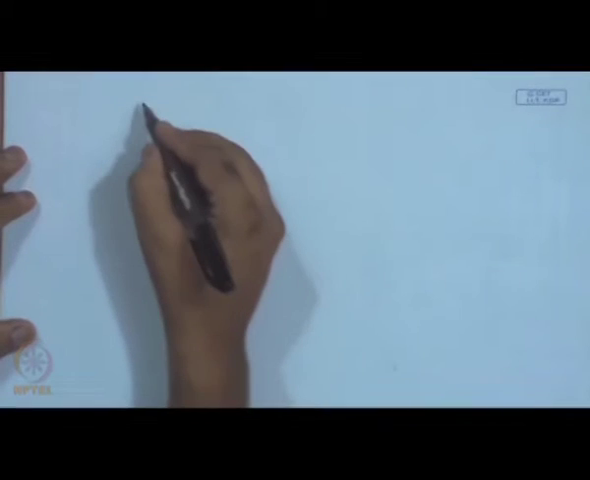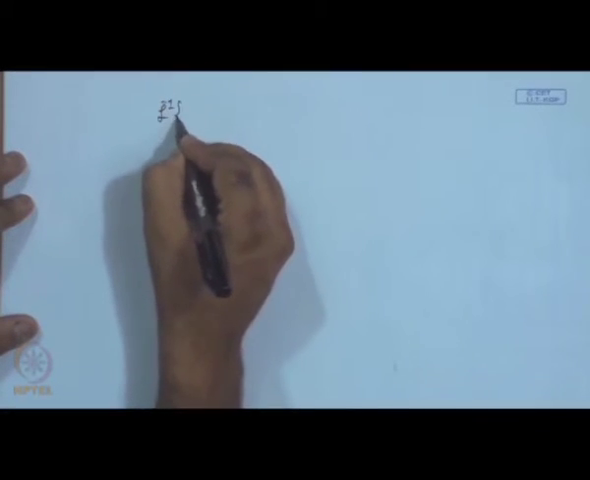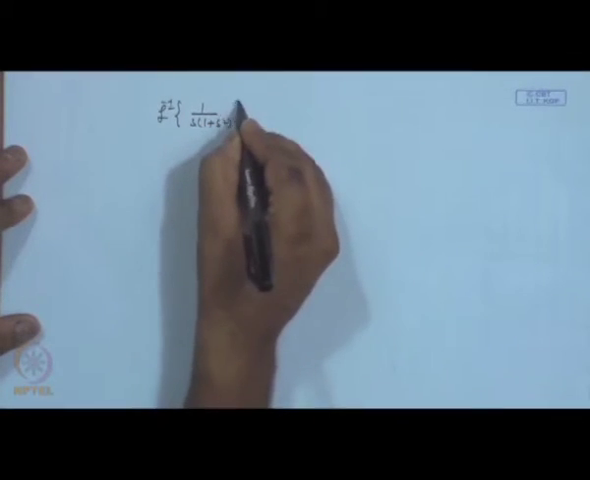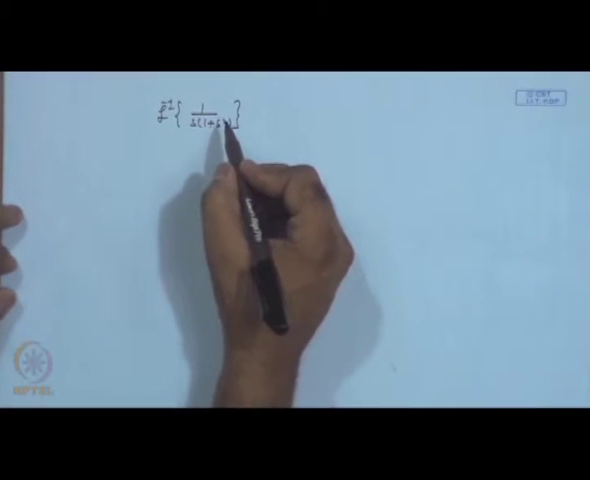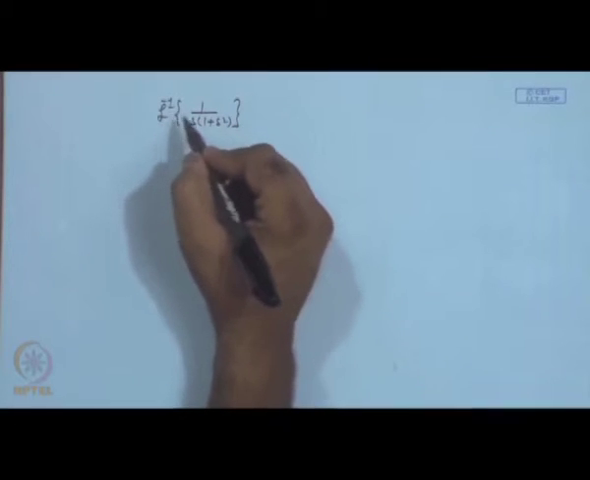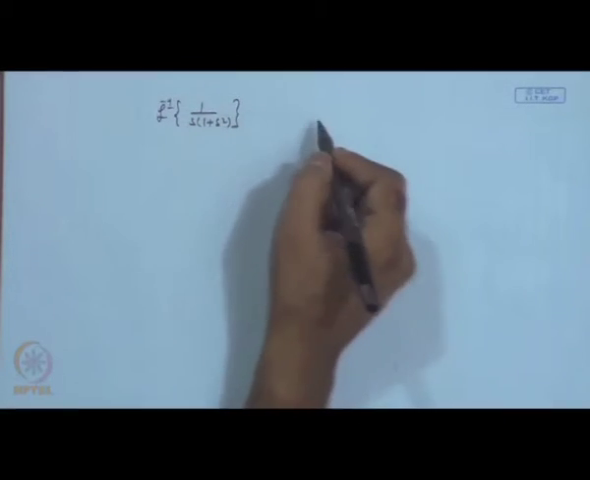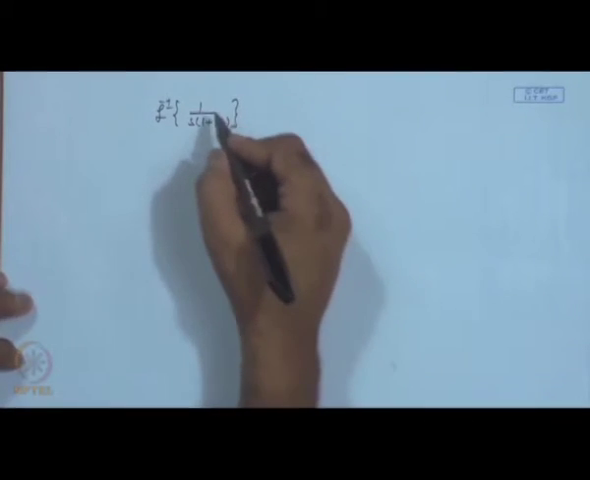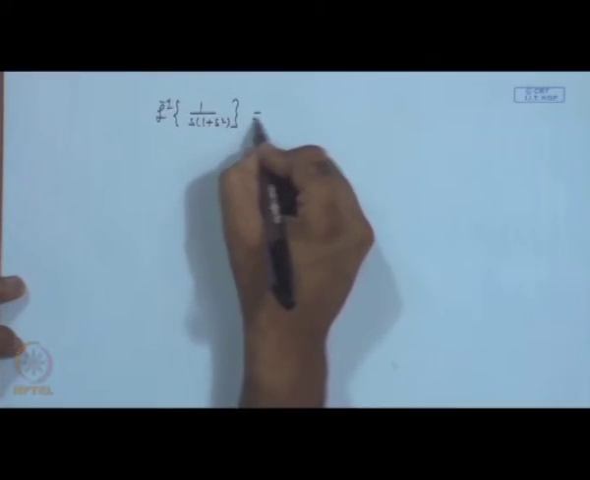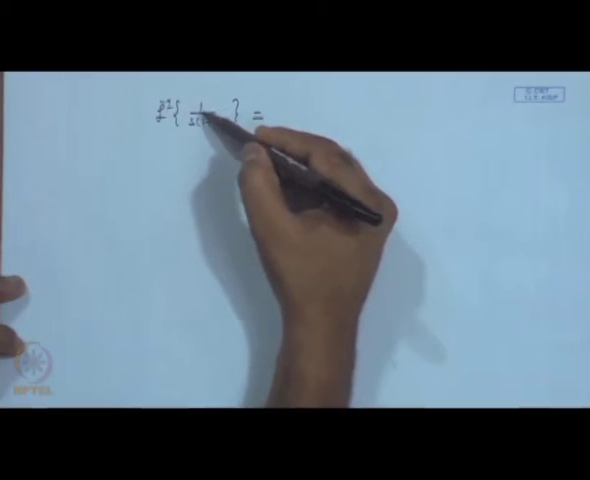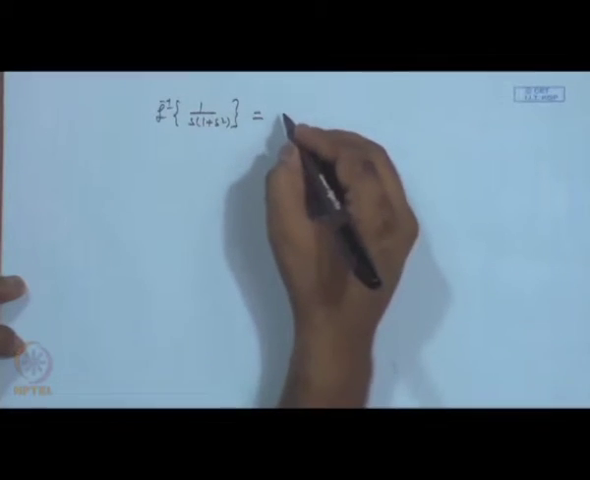Just one more point: we have evaluated here the Laplace inverse of 1 over s times (1 plus s square) by the partial fraction method. We did the partial fraction and then used the Laplace inverse on each fraction to get the result. But we can also use the convolution theorem, which we have discussed already in the last lecture. So, this is the convolution of the Laplace inverse of 1 over s and the Laplace inverse of 1 over 1 plus s square.